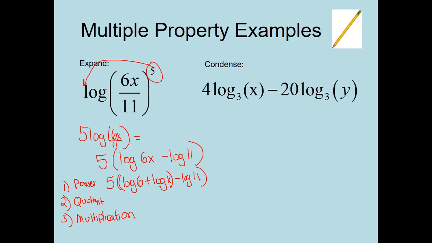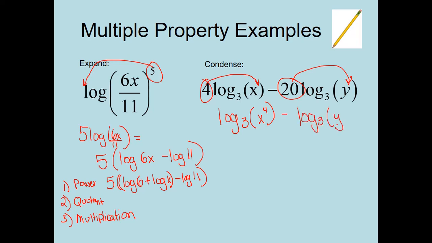So, condensing. I almost do the exact same path here. So I take care of any powers that need to go back. Then I take care of any quotients, and then I take care of any multiplications. So, first thing I notice, this 4 needs to go back to be an exponent, and so does this 20. So I'm going to take care of those. Log base 3 of x to the 4th minus log base 3 of y to the 20th. All I'm doing is just moving them back to where they were originally.